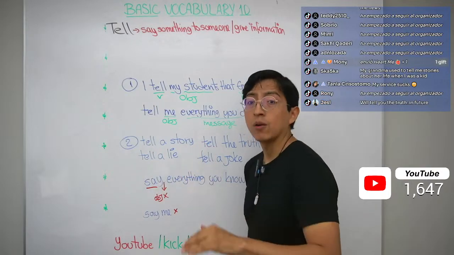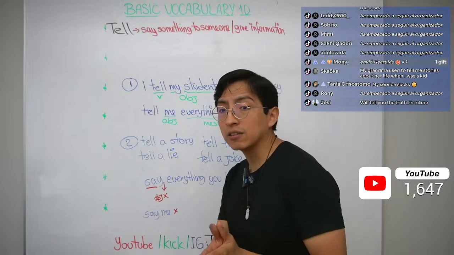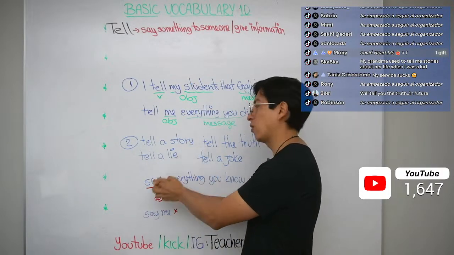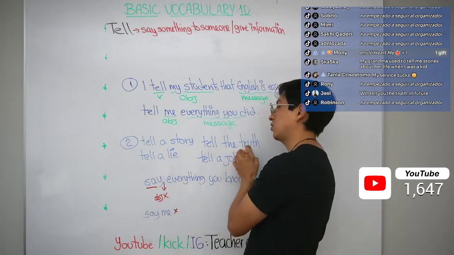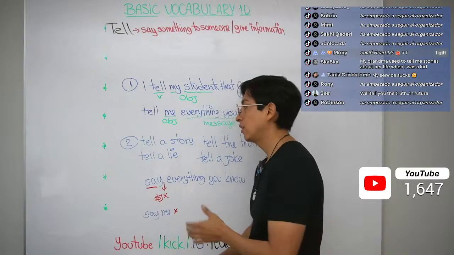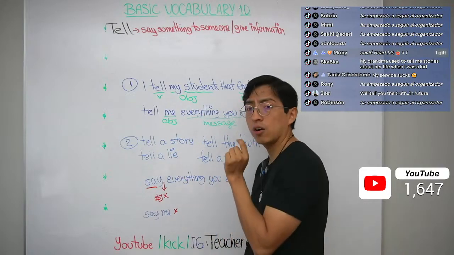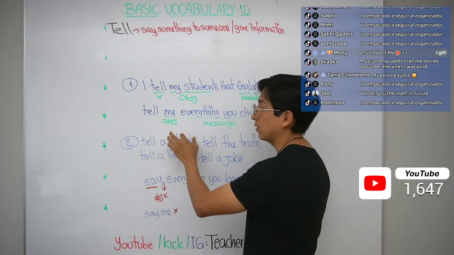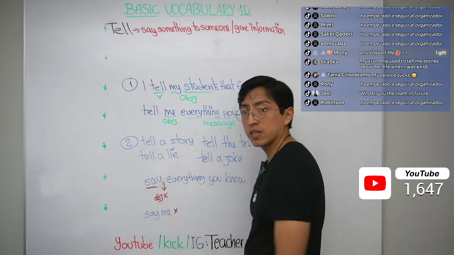One more time. We never use this with say. Say a story? No. Say a lie? No. Say the truth? No. Say a joke? No, guys. Okay? So these collocations are only used with tell. And remember that you need to use the object.